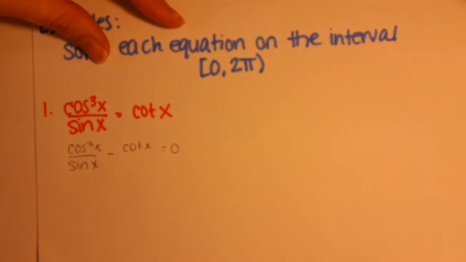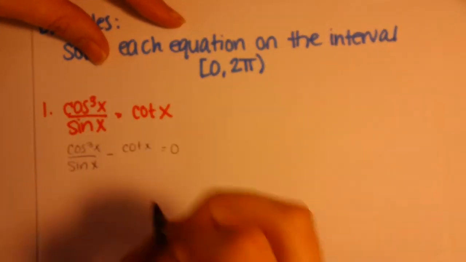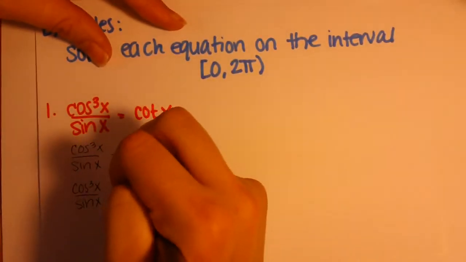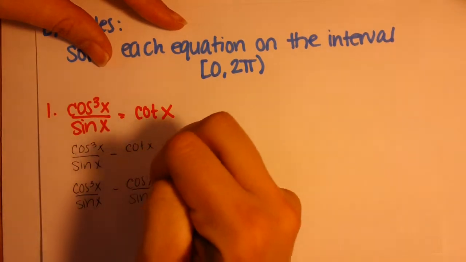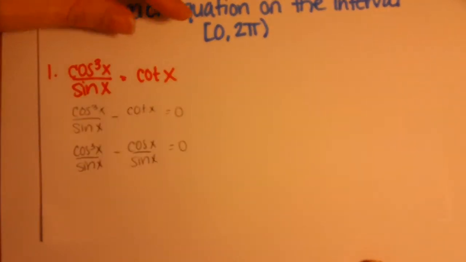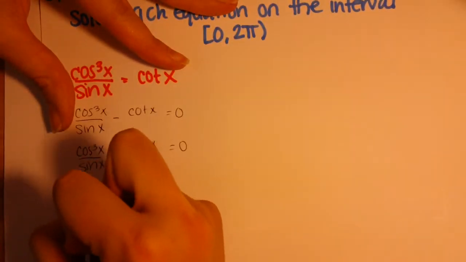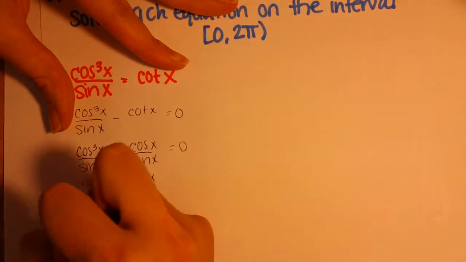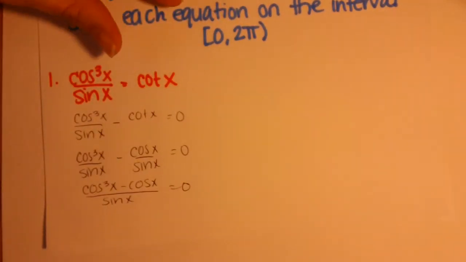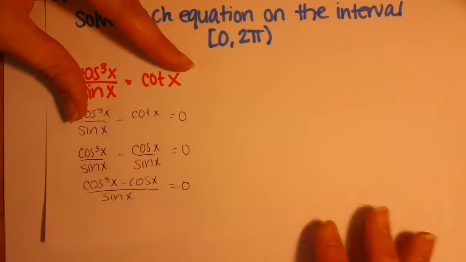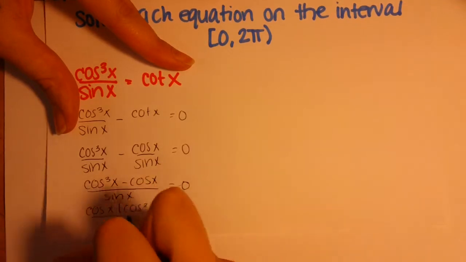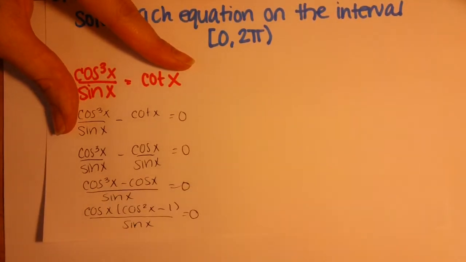Now I can rewrite cotangent using my quotient identities. So I'll have cosine cubed x all over sine x minus cosine x over sine x. Here I see I have a common denominator, so I can combine this into a fraction. And I'll have cosine cubed x minus cosine x all over sine x equals 0. And then from here, I can factor out a cosine from the numerator. So I have cosine of x times cosine squared x minus 1 all over sine of x equals 0.